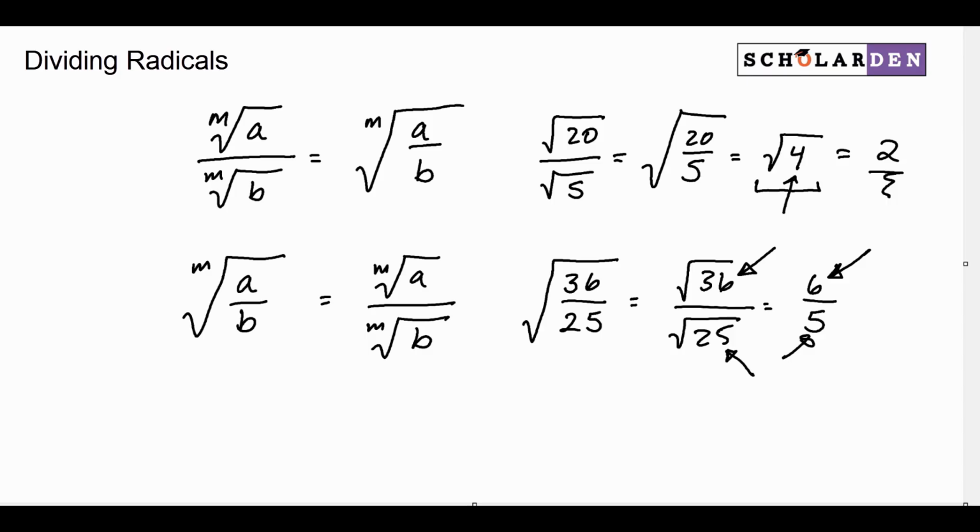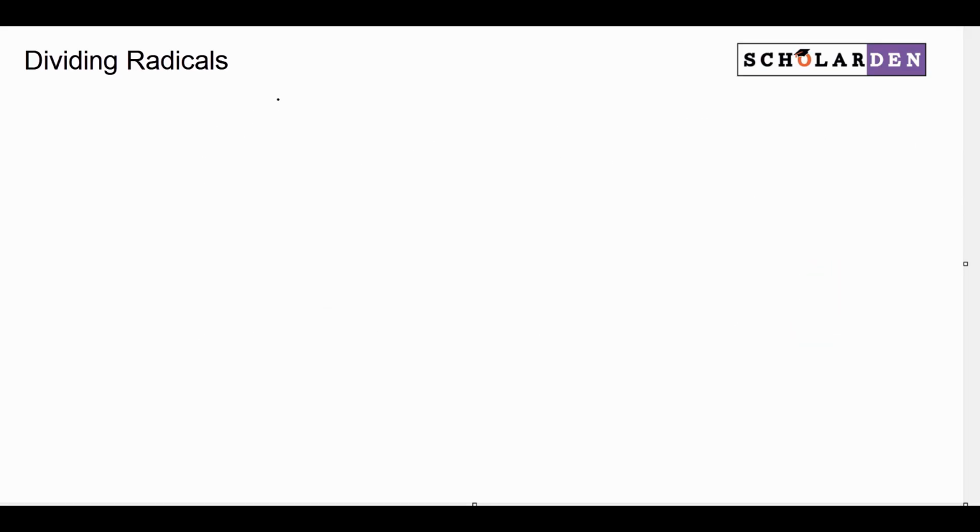Now, of course, not all numbers are what we call perfect squares. So these are all perfect squares. 4 is a perfect square because its square root is an integer. 36 is a perfect square. Its root is an integer, and same with 25. But most random numbers you pick are not going to be perfect squares.